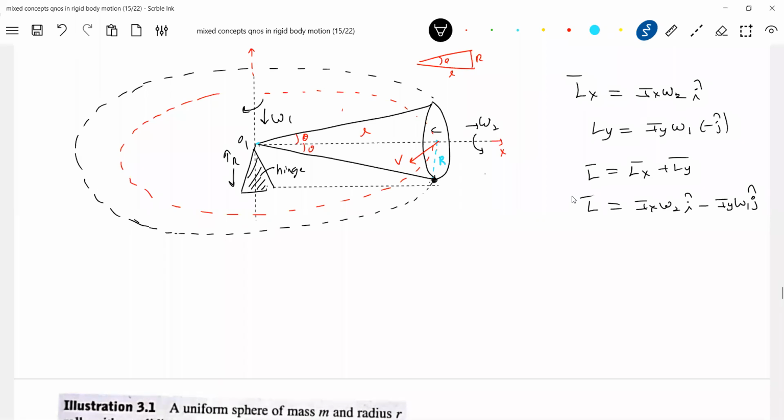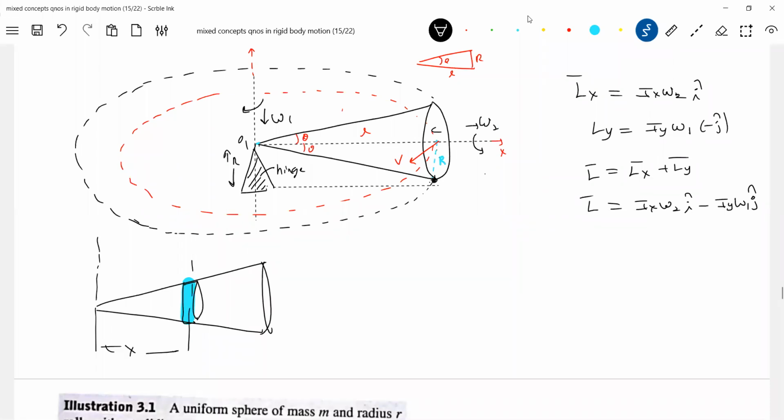Can you go back to the moment of inertia chapter? I told you how to calculate it for a cone about its axis and also about this point. If you want to find the angular momentum about this one, what should you do? This is the use of moment of inertia. You should assume a strip if you're calculating about this axis. This is a circular disc. First find the moment of inertia of this. Let the mass be dm. Then you'll get Iy.